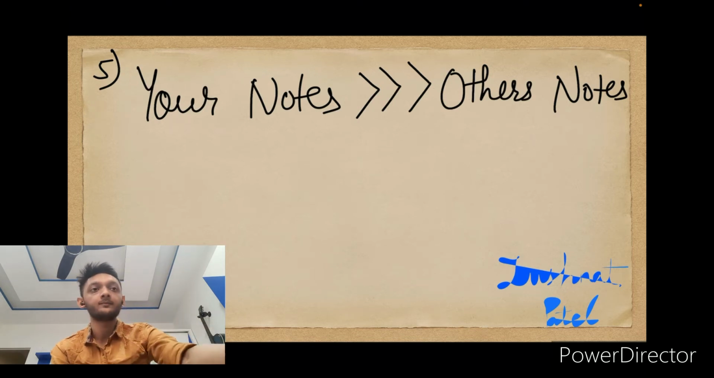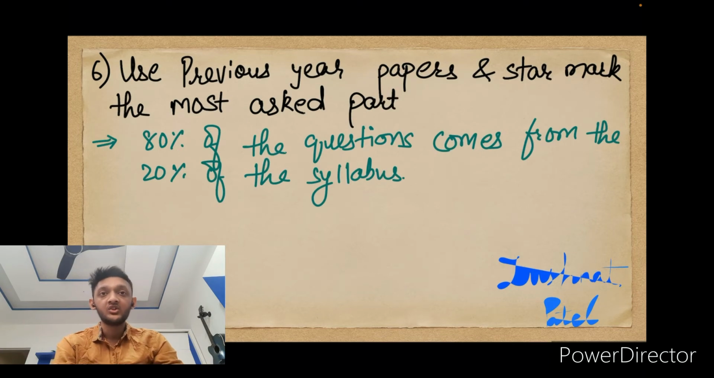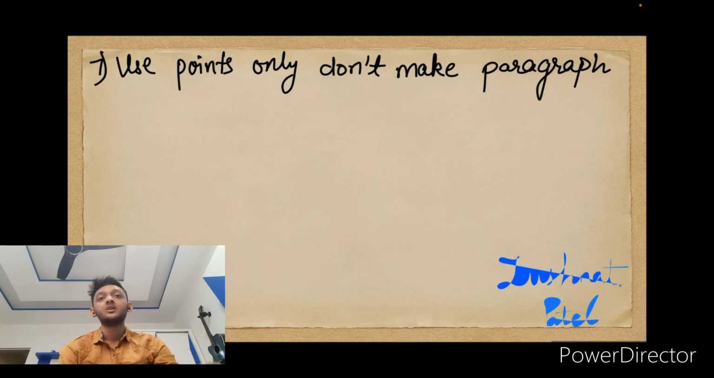It's very important point. And the sixth point is use previous year papers and star mark the most asked question part. Okay, it's very important. You should use your previous year papers and whichever topic is asked again and again, you should star mark those topics and you should revise them again and again. So let's move to seventh point.